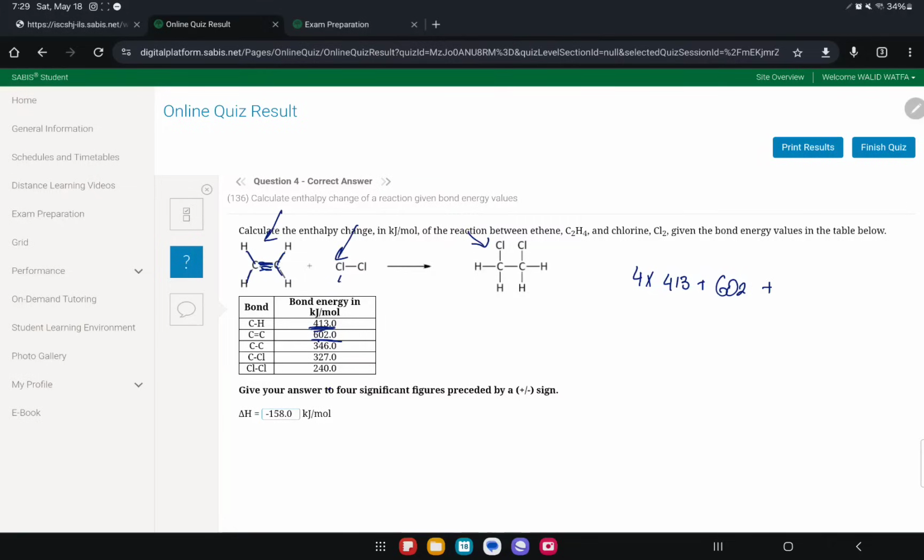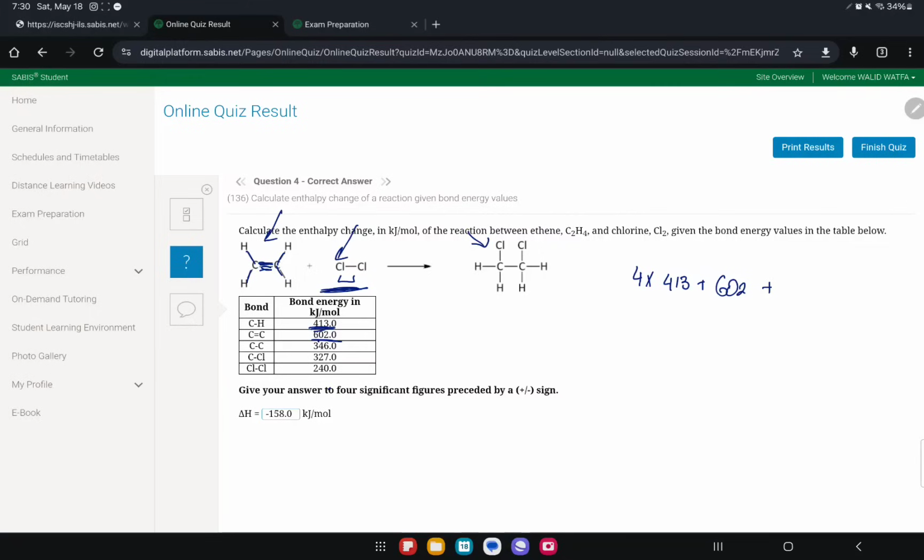Plus we also have the ClCl. Some people in the MS forgot to add this. I remember Yahya came up to me and said that's why he got it wrong, because he forgot to add this. Please don't forget to add this. If you don't add it, you're going to get it wrong. That would be a silly mistake.